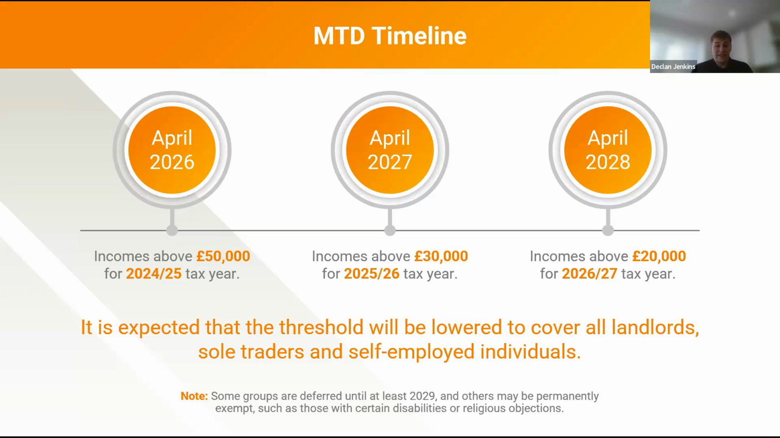At the moment, this is only self-employment and landlords that are affected. There have been deferrals of groups until at least 2029. Certain things like partnerships and trusts are definitely exempt at the moment. This is not us saying that they will never, ever be considered in terms of MTD, but right now, all we're looking at is your sole trader income and any rental income you may have.